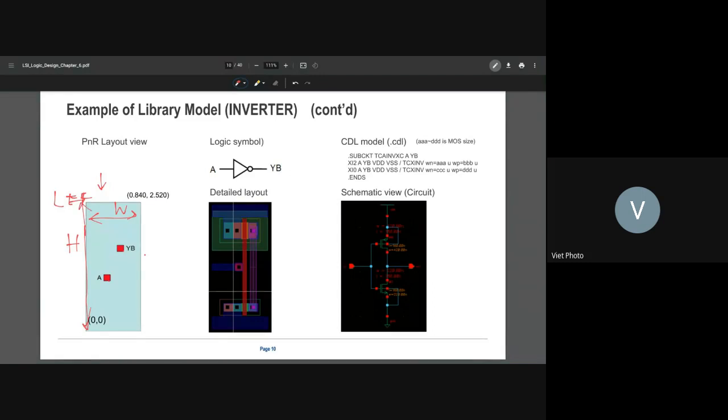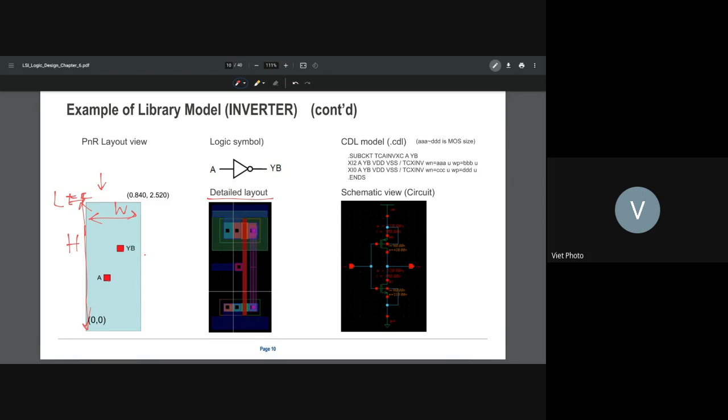The second one is the detail layout. This is the detail layout of the inverter. Usually, this one will be buried down in the hierarchy. Usually, it won't show unless you click on it and want to really look into detail. By default, it won't show you because it will be crowded, right?